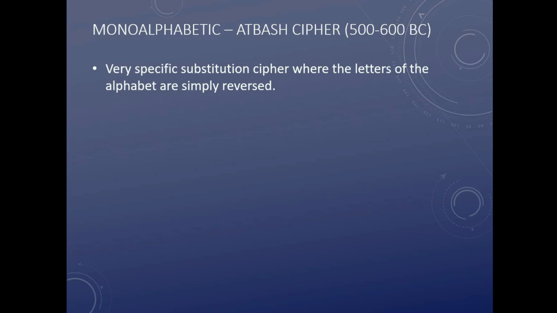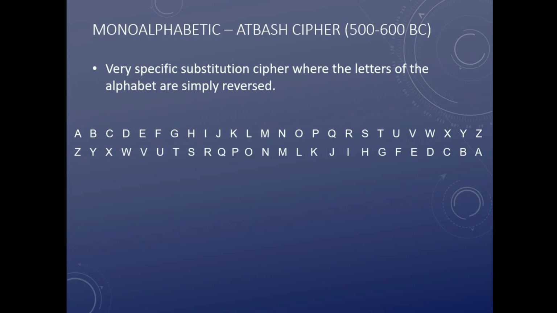Now, let's jump even earlier than that. It's called the Atbash cipher, 500 to 600 BC. Now, this is a very specific cipher. Breaking it is very simple. All they do is reverse the alphabet. So we have our typical alphabet from A to Z. We just flip the alphabet from Z to A. So all A's are now Z's, and all Z's are now A's.